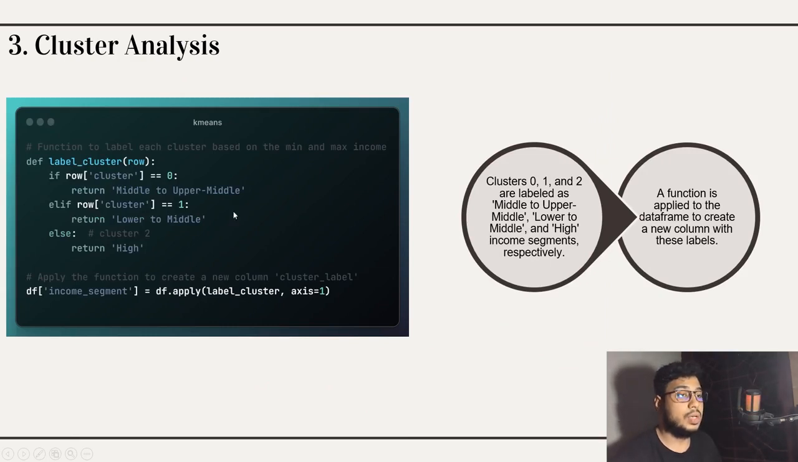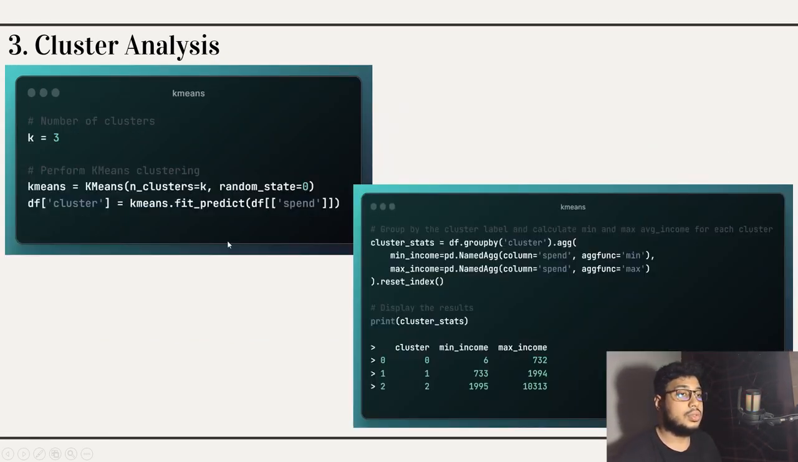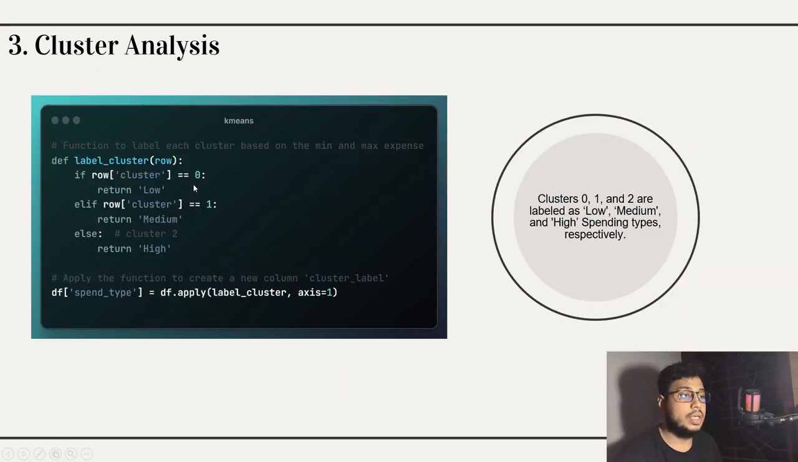So this is why we are now labeling each cluster. Cluster 0, we are labeling it as a middle to upper middle income segment. Cluster 1 is lower to middle income segment, and cluster 2 is a high income segment. Similarly, I also segmented the spends column in the fact spend table, and I labeled cluster 0 as low spend, cluster 1 as medium spend, and cluster 2 as high spend.